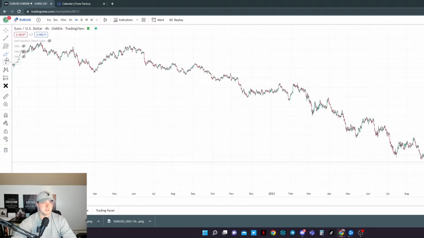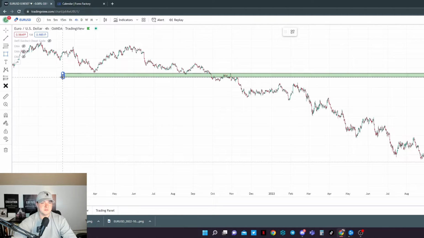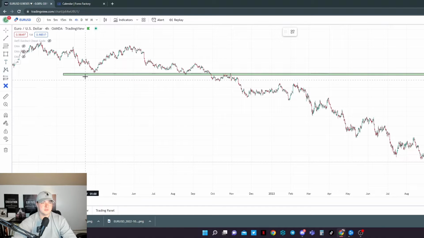Let me delete this. So if I come in here, we can see we create new lows. Where's this at right here? So right here we have new lows. And then right here, we break the low. And then when we come up to here, we retest the low, and then we push down lower.